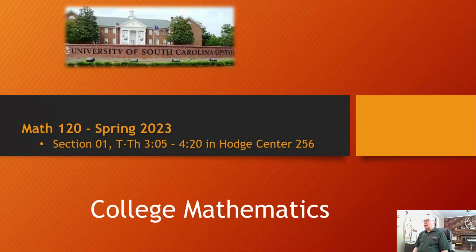You're in Section 1. We're meeting Tuesdays and Thursdays at 3:05 and staying until 4:20. Make your way to the Hodge Center, room 256. If you have trouble finding that, just come in the upper doors from the library. When you enter the doors, turn left, go down a few doors on the left, and there you are, 256.